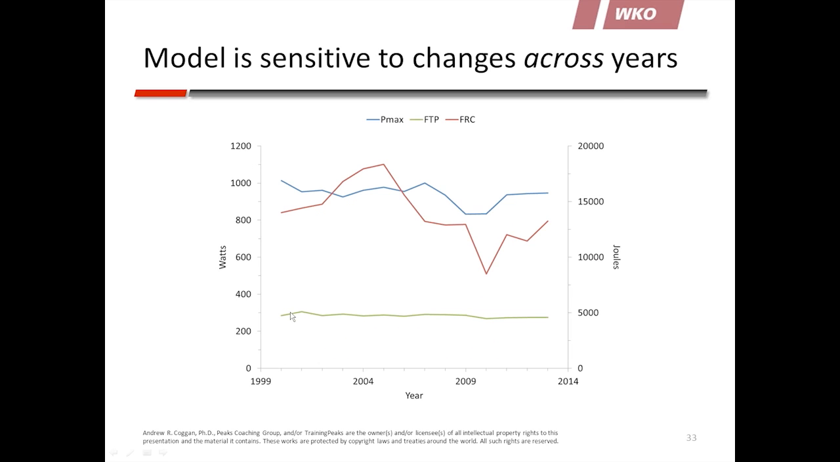So, as I was saying, FTP pretty flat, Pmax trending down over time, and FRC going up when I focus on it, down when I don't, nose diving when I don't really ride a bike much at all, and then coming back when I ride a bike.